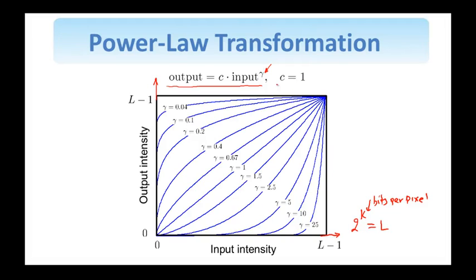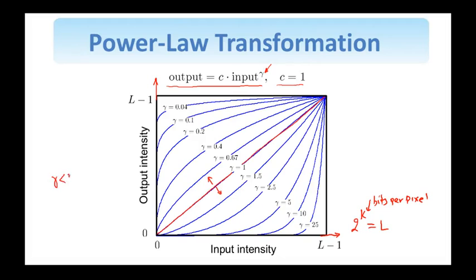The curves shown here are for c equals 1. So therefore, if gamma equals 1, I have a straight line here along the diagonal. So this is the identity transformation. It maps the intensity values of the input image to the output image with absolutely no change. For gamma less than 1, we have the curves above the diagonal. Gamma greater than 1, the curves below the diagonal.